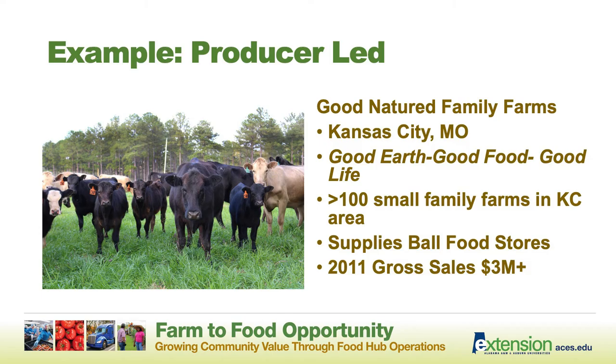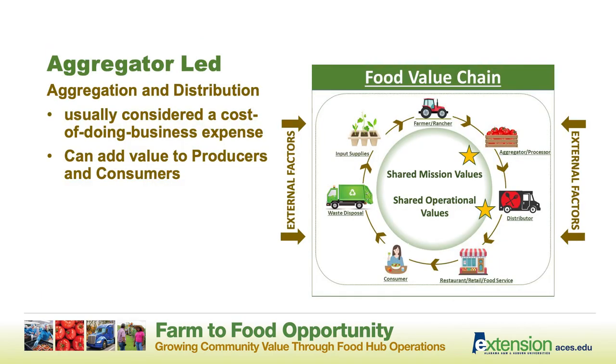Rainbow Organic was the founding partner and now serves as the quality coordinator and processor. The collaborative works closely with Ball Foods, their primary retail partner, and is a valuable outlet for small and mid-sized producers. In 2011, GNFF gross sales topped $3 million. Visit GNFF online at www.goodnaturedfamilyfarms.com.